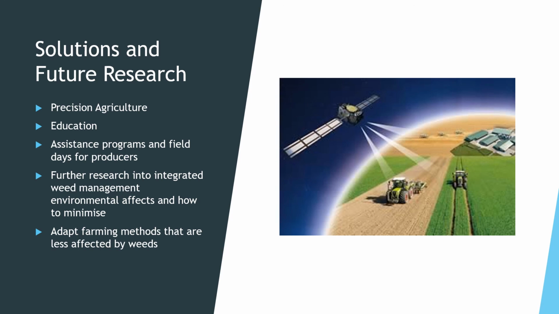The possibility of adapting farming methods that are less vulnerable to weeds, such as greenhouses and indoor hydroponic systems, is also a great way to expand on the idea. For future research on the integrated weed management model, the environmental effects and how to better minimise these should be commenced with a focus on real-world producers.